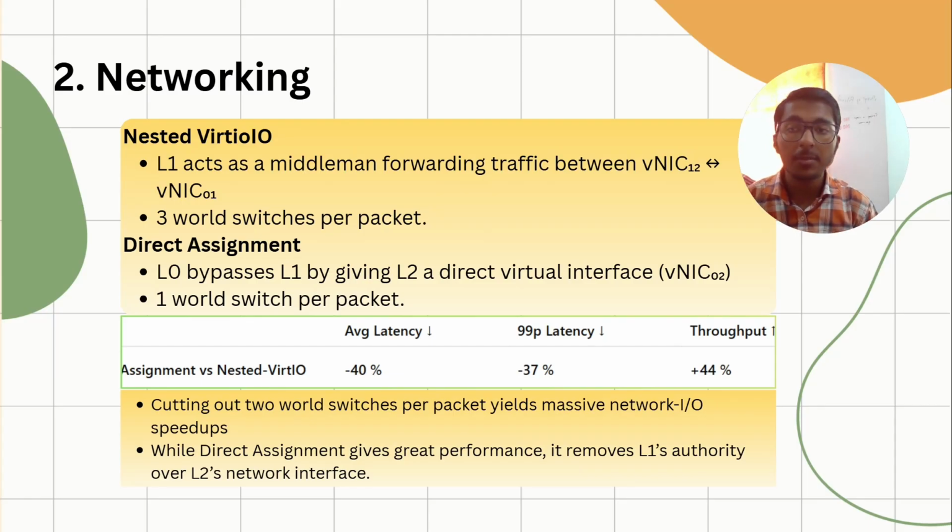If we talk about direct assignment, L0 can expose the NIC directly to L2. This allows NIC01 to connect directly to L2, completely bypassing L1. The key idea here is that L1 is no longer in the data path. If we compare performance, direct assignment is clearly better. In latency terms, latency decreases by around 40% for the mean and 37% for the 99th percentile, and throughput improves by about 44% in the case of direct assignment. Why? It's all about world switches. Nested VirtIO requires three world switches to send a single packet, and direct assignment only requires one world switch, reducing the overhead significantly.